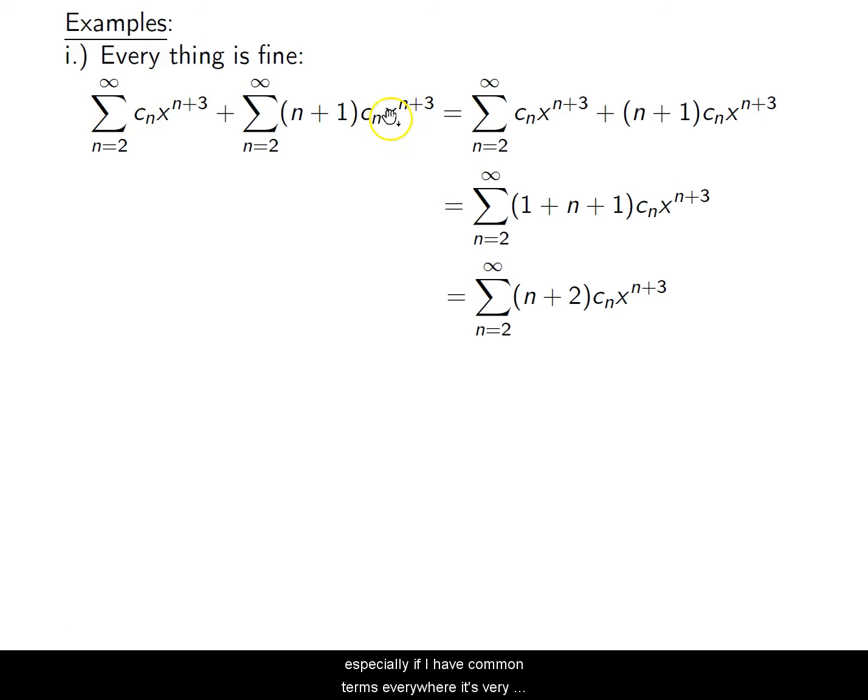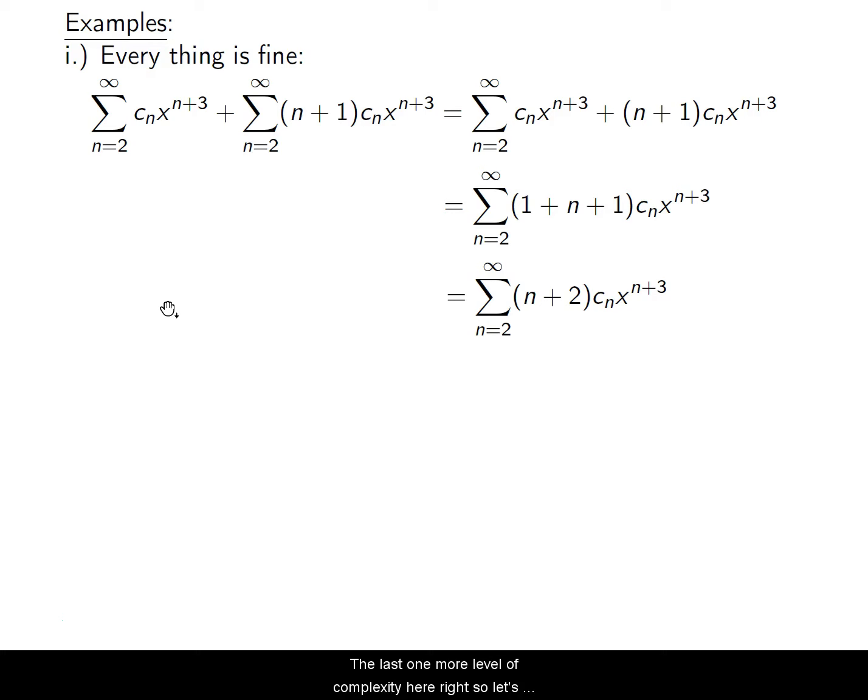especially if I have common terms everywhere, it's very nice because instead of taking it as 2 series, or even 1 series with a long general term, I can simplify it down. And that's what we're going to be looking to do. There's going to be some work we have to do to get it to look like this where everything is fine, and that's what we're going to focus on. This would be the last step of combining series.